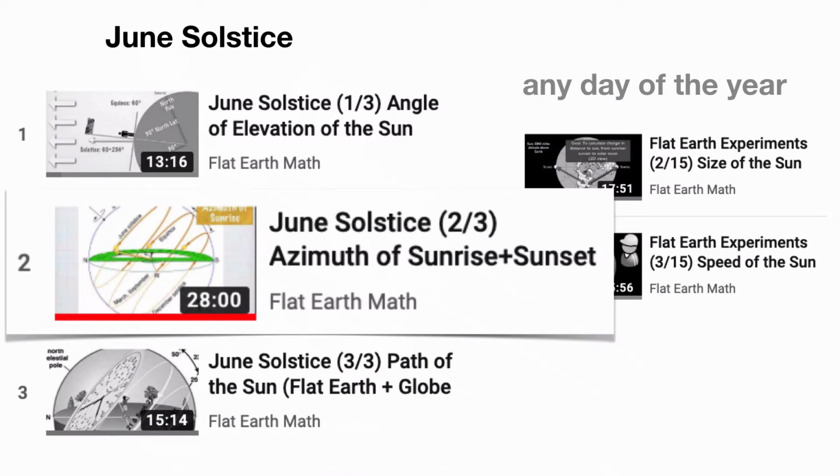Let's take a look at the second exploration, which is the azimuth of sunrise and sunset. Now, azimuth simply means the cardinal direction, north, south, east, or west, but the exact angle, the exact number of degrees, where north is 0 degrees, east is 90 degrees, etc. All right, azimuth of sunrise and sunset.